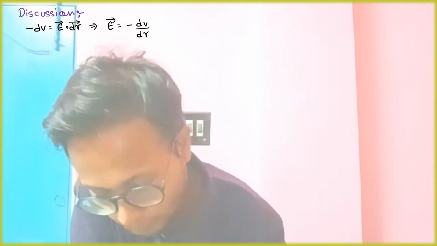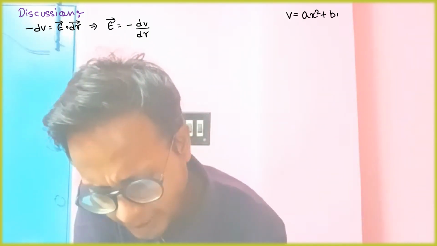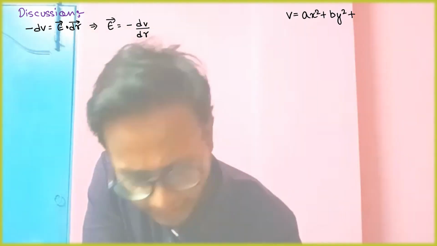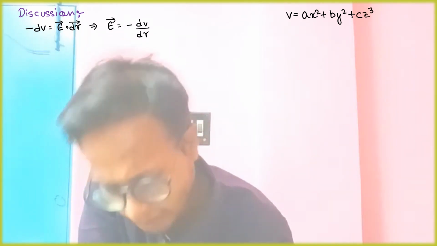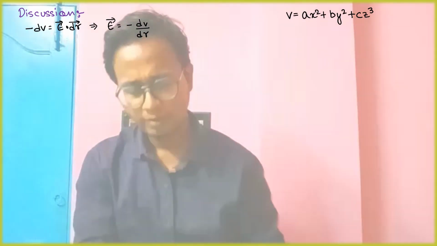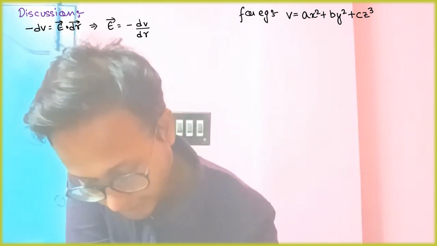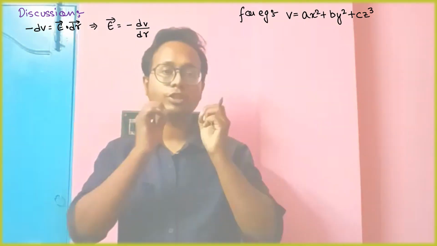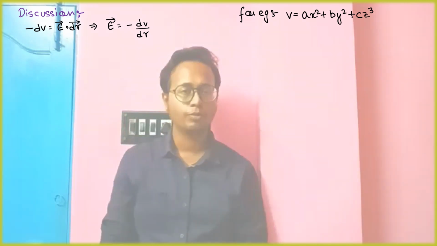So if the equation of potential is given, it will be something like ax square plus by square plus cz cube or z square, or a minus b whole square, or anything. It doesn't matter what the equation is. Understood? For example, this is just an example. The equation of potential is not necessarily this value. Now suppose the equation of potential is given. How do I find out the electric field from the equation of potential?